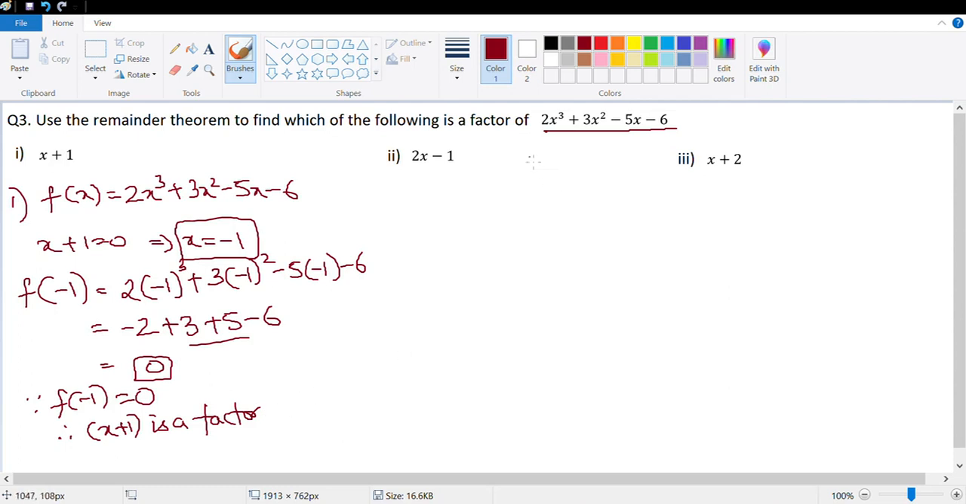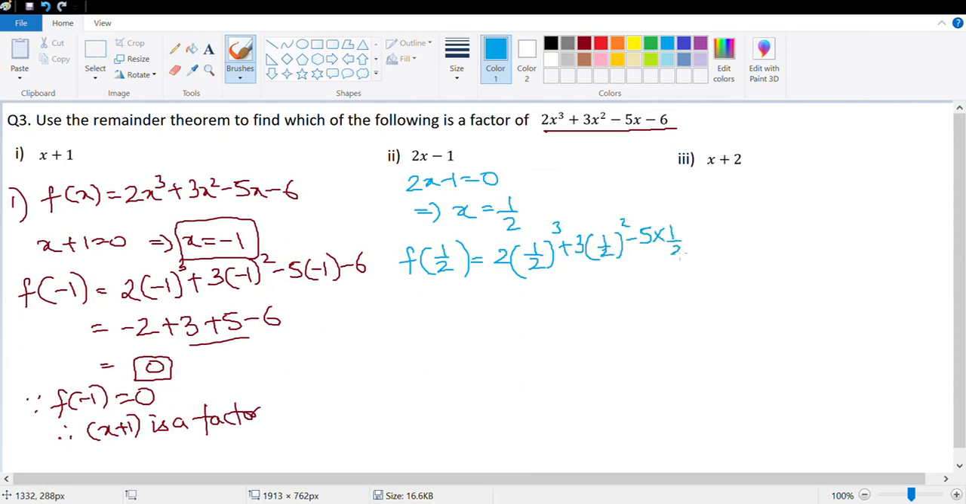Next, let's look at 2x minus 1. In this case, what we have is 2x minus 1 is equal to 0, which means x is equal to 1 by 2. Let's calculate the value of the polynomial when the value of x is 1 by 2. There will be 2 multiplied with 1 upon 2 cube plus 3 multiplied with 1 upon 2 square minus 5 into 1 by 2 minus 6.